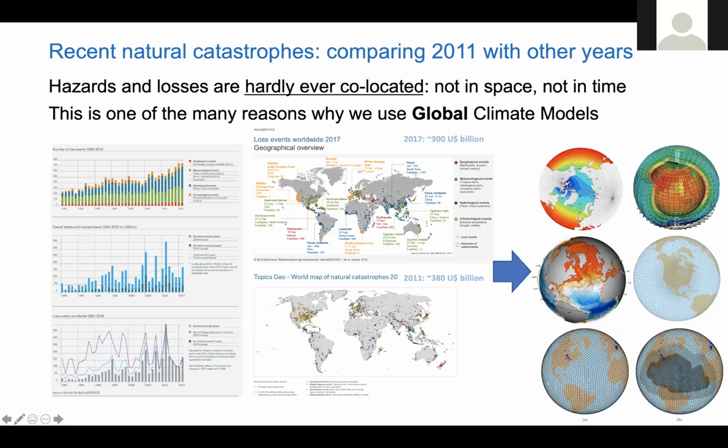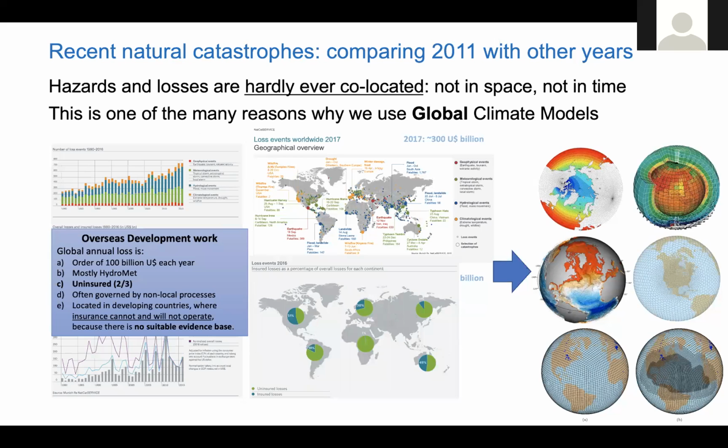The point is to understand the connection between the hazard and the losses, we do need models that are able to connect the different phenomena worldwide and are able to credibly represent the distribution of these phenomena worldwide. And the motivation is not just insurance, because, as I said, we're talking about hundreds of billions of dollars each year, but 2/3 of that are uninsured.